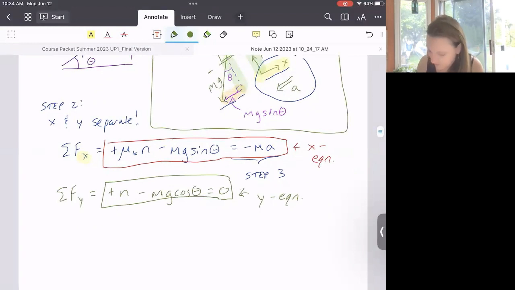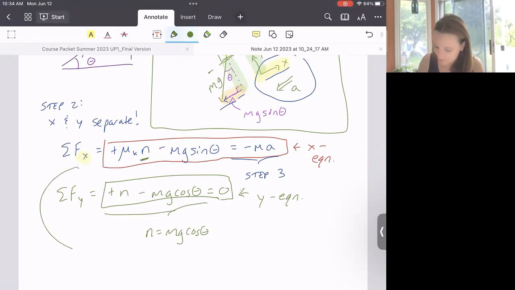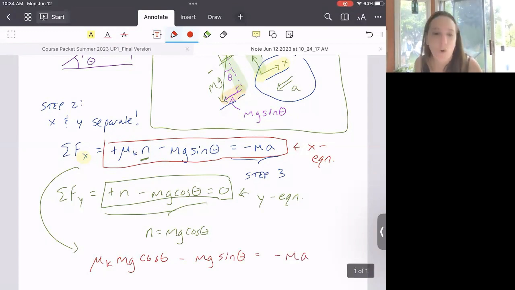So let's say I want the acceleration first here because I have friction. I need my normal force, as you hopefully know by now, N equals mg cosine theta on a ramp. I plug that in for my normal force there. And so then that x equation would become mu sub k mg cosine theta minus mg sine theta equals negative ma. I can divide the whole thing by negative m and I'd have my acceleration and I'd be all set.